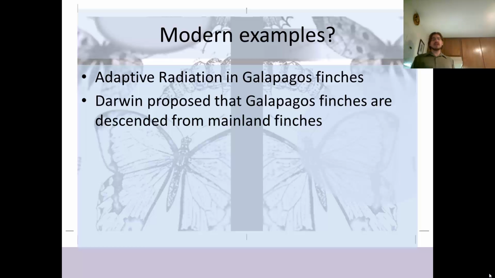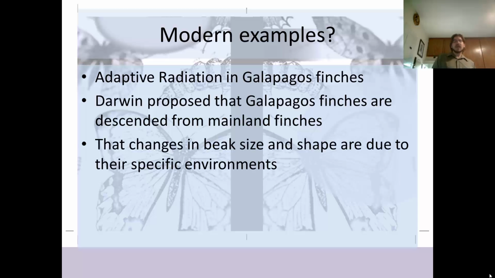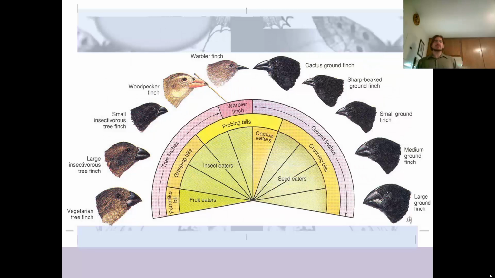Darwin proposed that Galapagos finches are descended from mainland finches, and that changes in beak shape and size are due to their specific environments and what they eat. So when you take a look at these finches and what they eat, you find some pretty interesting things. These fruit-eating finches have a large parrot-like bill. And those are good for digging into fruits.